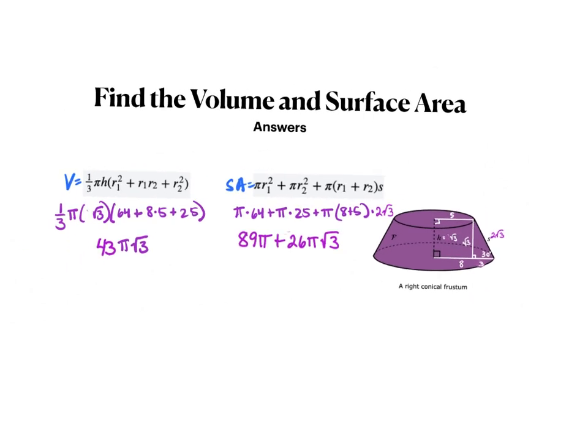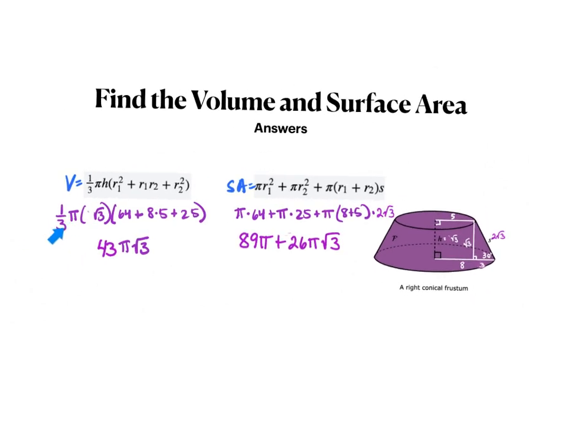I have 1/3 pi from here times the height, r1 squared, that's the 8 squared, plus r1 times r2, 8 times 5, plus r2 squared, that's 5 squared or 25. And when I add this all together and divide by 3, I get 43 pi square root of 3. And volume is measured in cubic units.